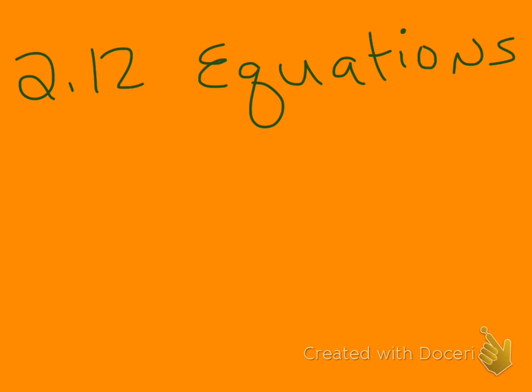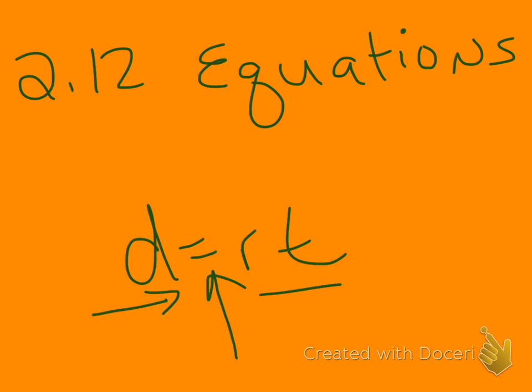Here we go. We're at 212, and we're doing equations. An equation is an algebraic sentence stating that two expressions are equal. And we actually just talked about that when we were representing our values algebraically. If you had D equals RT, this is an equation because it has an equal sign. When we're talking about sides of an equation, we're talking about the left side of the equal and the right side of the equal.